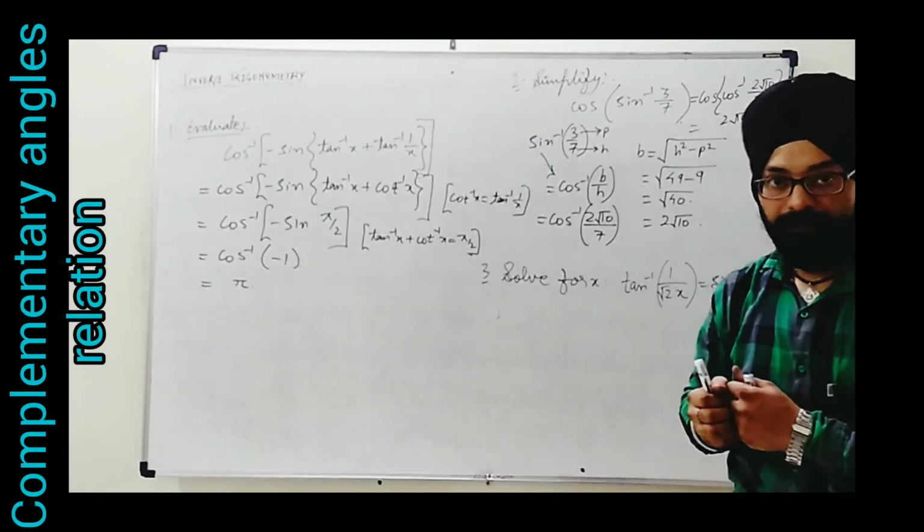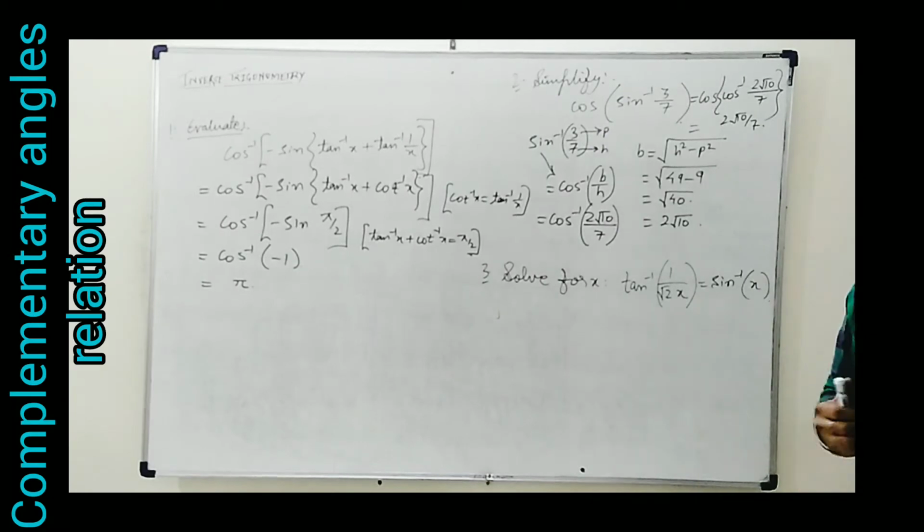function to another. Now we are going to see the third pattern of question where we have to use such identities. It's given: solve for x, an equation is given in terms of x. One side it is tan inverse 1 upon root 2x is equal to sin inverse x. Once again I will tell you the use of Pythagoras theorem here. This is tan inverse of a value. This is sin inverse of some other value in terms of x.